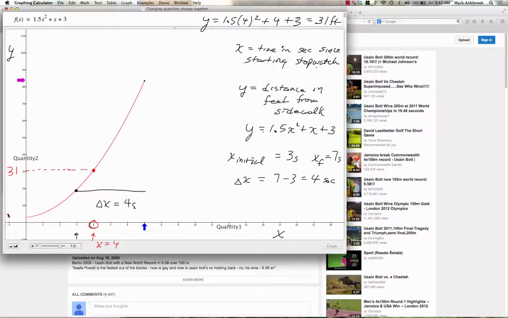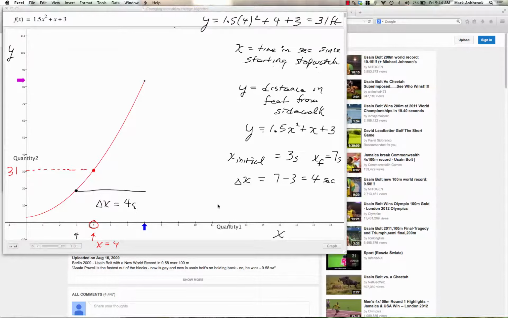So find this actual change in distance for those 4 seconds from 3 to 7. How am I going to represent that? So when the time changes from 3 to 7, how do I show the corresponding change in distance? How can I show that?